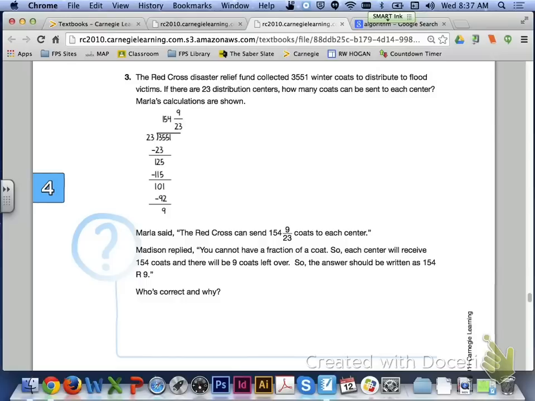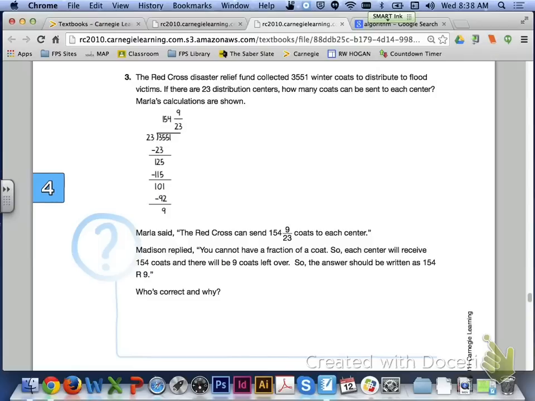Let's go ahead and move to problem 3. We are going to skip over to page 286 and start off with number 3. In problem 3, we're going to be focusing on what's left over, or talking about remainders when we have division problems. So if we take a look at number 3, it says the Red Cross Disaster Relief Fund collected 3,551 winter coats to distribute to flood victims. If there are 23 distribution centers, how many coats can be sent to each center? And Marla has her calculations then that are shown below.